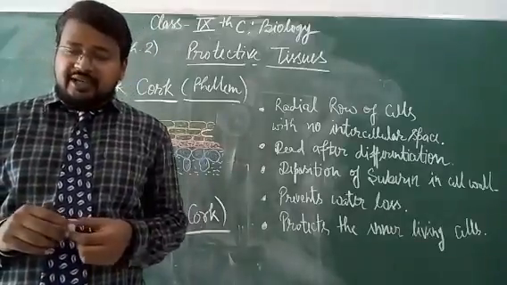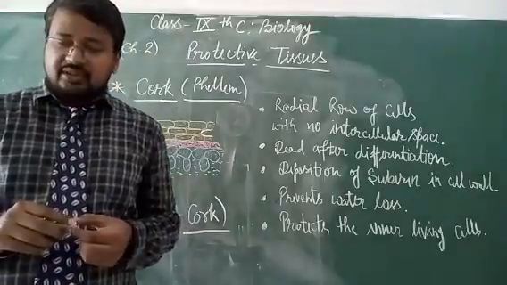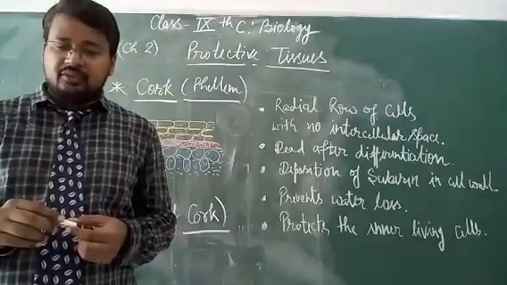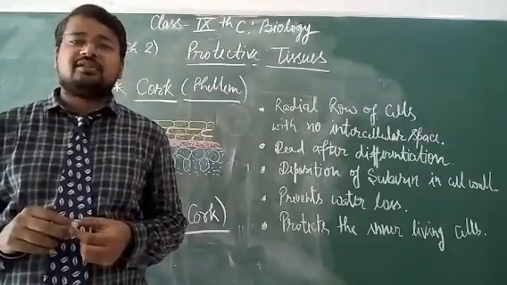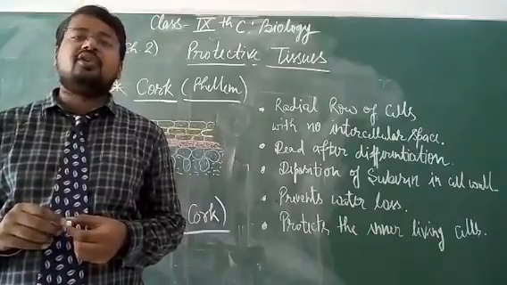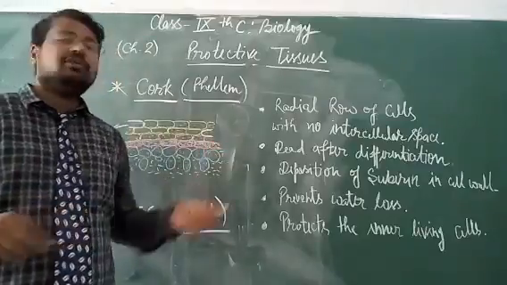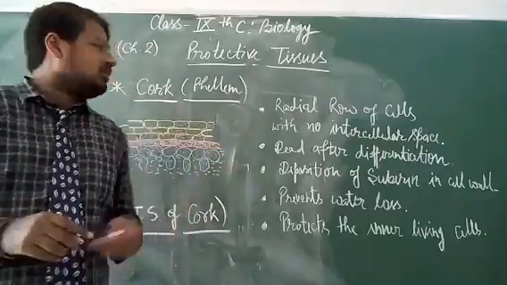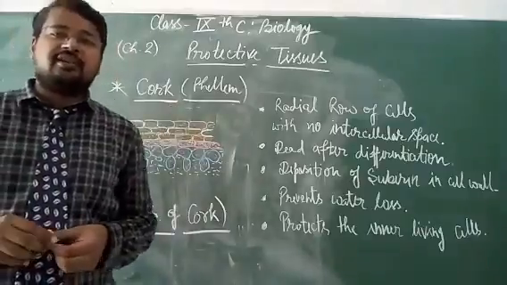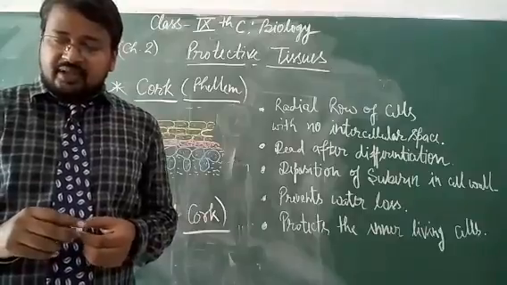It is also mentioned that suberin deposited in the cell walls makes them thickened and impermeable to water and gas loss. Any uncontrolled and unwanted exchange of water and gas is prevented due to the presence of this cork or phellem. So you can understand how important and significant a role is played by this cork.